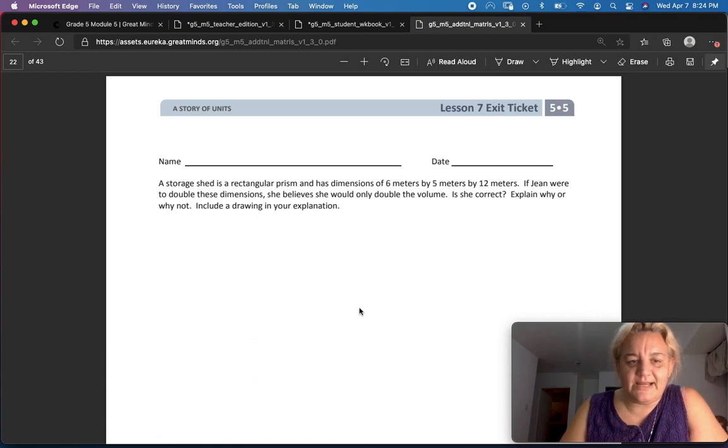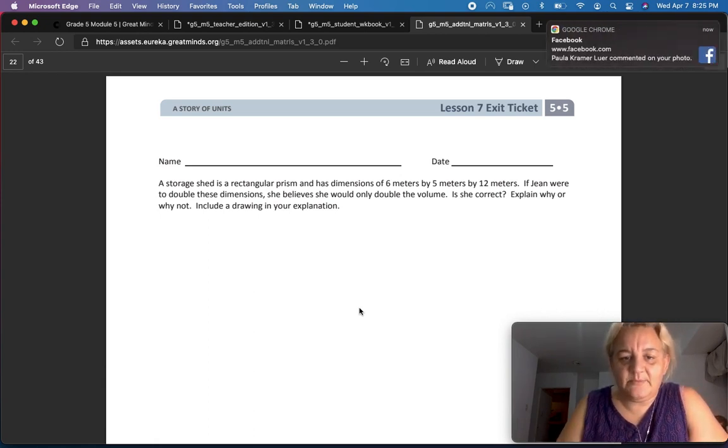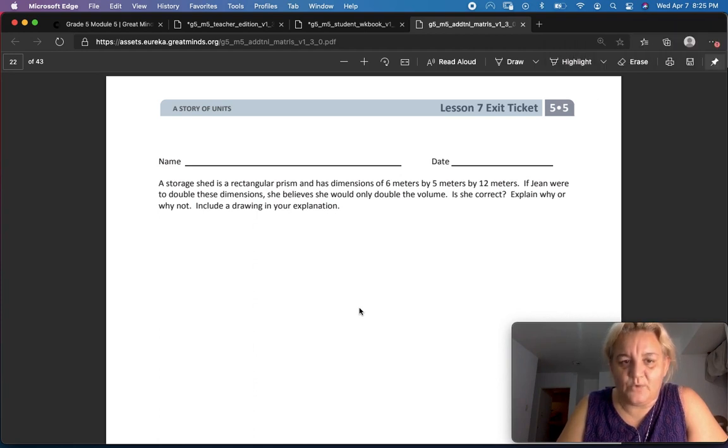Finish your exit ticket. I will read it with you right now. A storage shed is a rectangular prism and has dimensions of 6 meters by 5 meters by 12 meters. If John were to double these dimensions, Jean, because it's a she, believes she would only double the volume. If she were to double these dimensions, she believes she would double the volume.